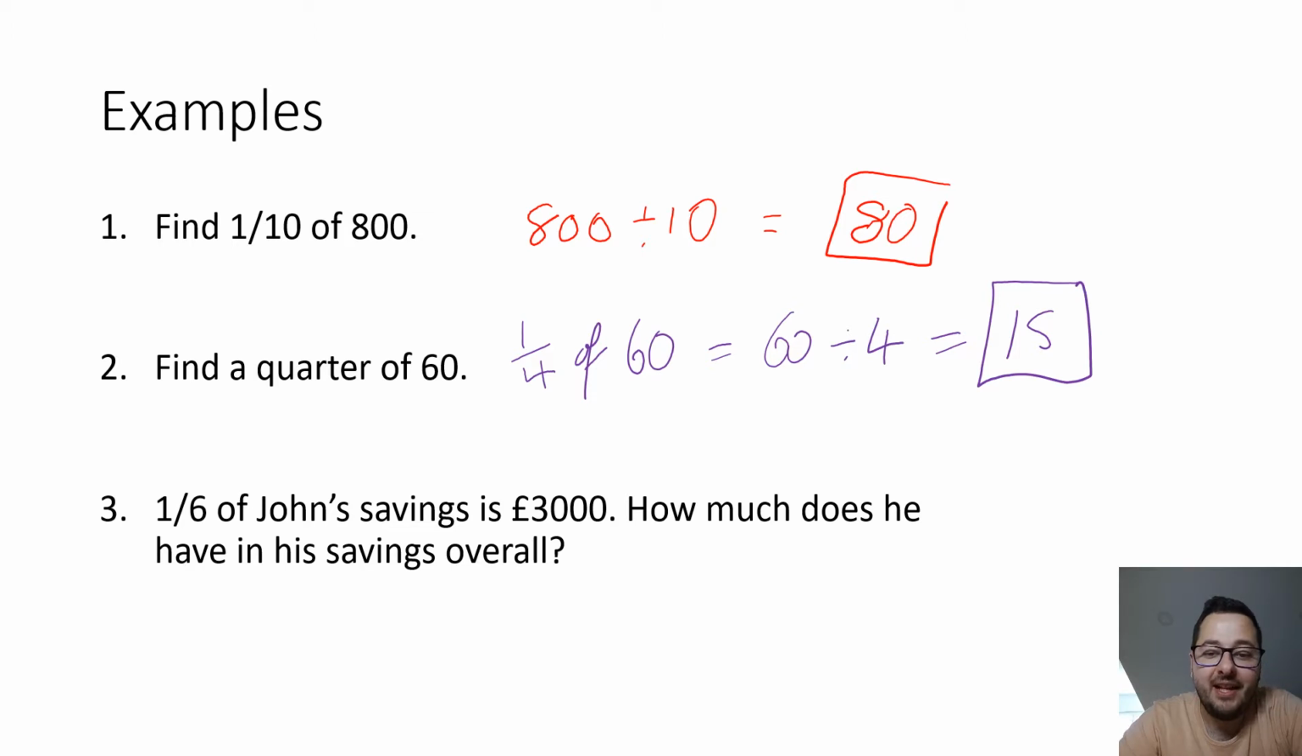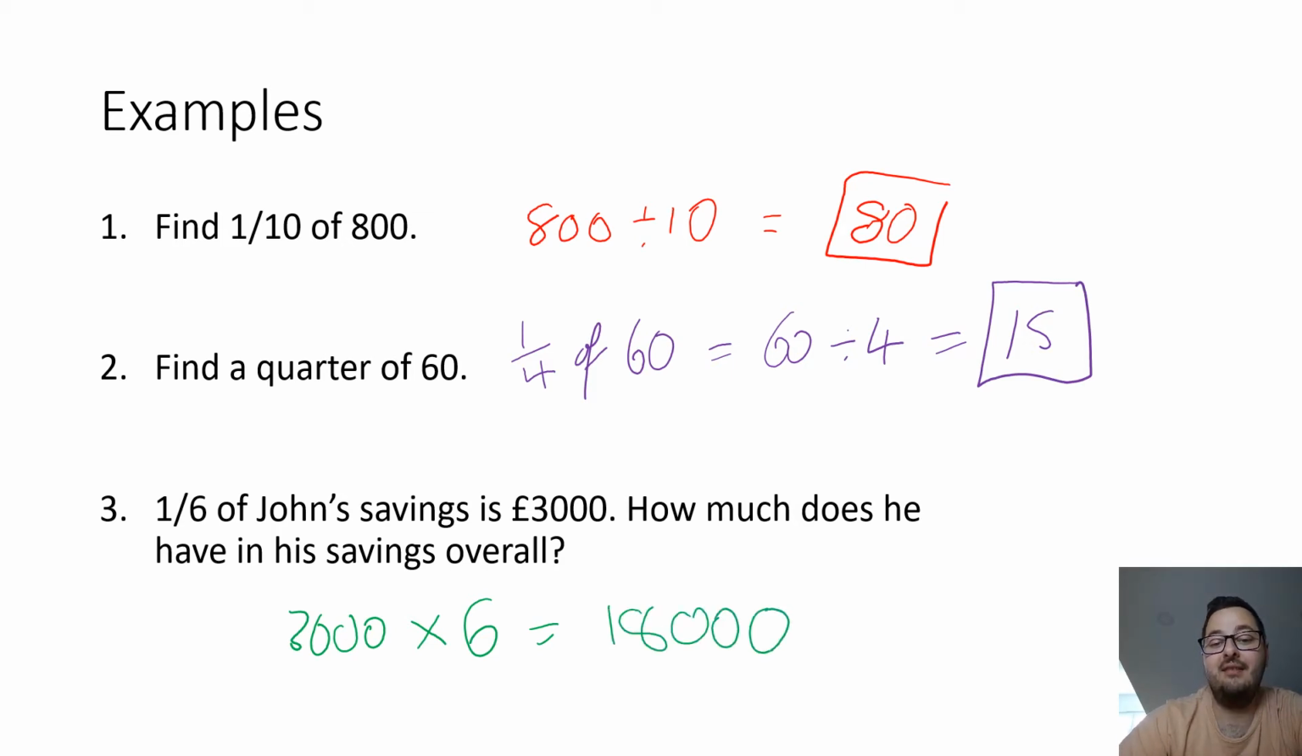Okay, and then finally, 1/6 of John's savings is £3,000. How much does he have in his savings overall? So we know that 1/6 is 3,000, so we want to work backwards. So instead of dividing, we times. So this is going to be 3,000 times 6. Well, just think of 3 times 6, which is 18. So 3,000 times 6 would be 18,000. And we just want to make sure we put a pound sign on there as well. Okay, great. So we're happy, hopefully, with 1 over something.